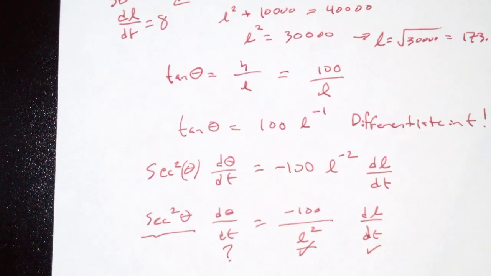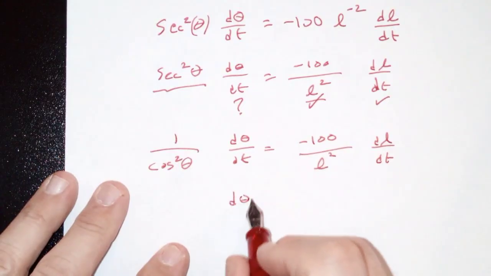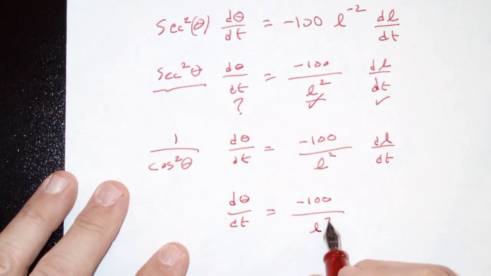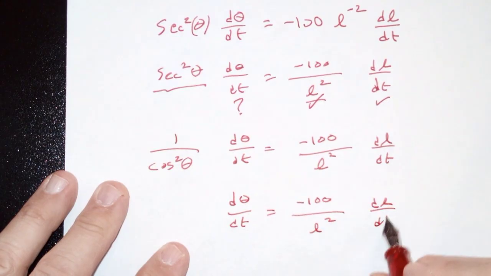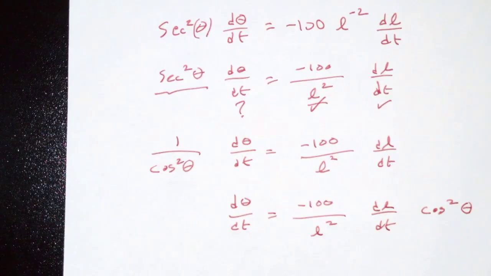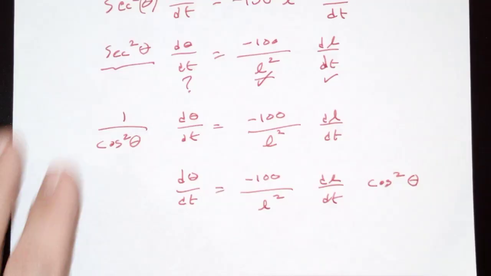I'm going to move that cosine from the left side to the right side. D theta dt is minus 100 over L squared dl dt times cosine squared theta. And now I just need to figure out what cosine is. But here's where I get to say, I know what cosine is.